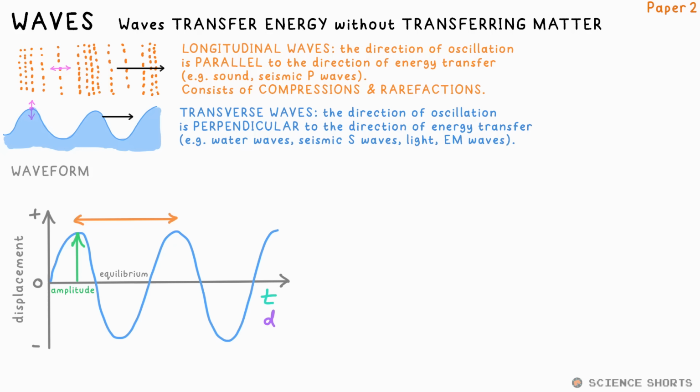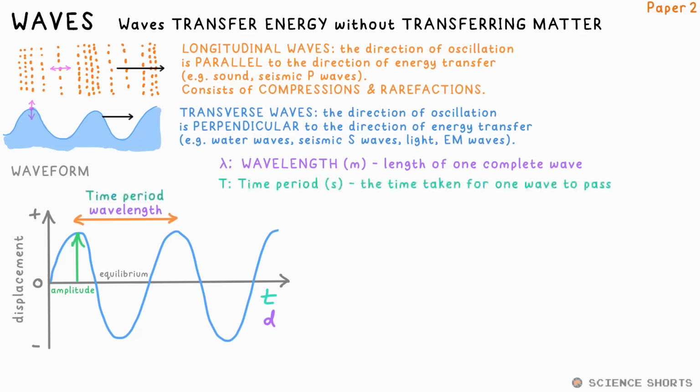If it's distance on the x-axis, one complete wave here gives you the wavelength. We give this the symbol lambda for short, but it's measured in meters. If it's time on the x-axis instead, one complete wave now gives you the time period. This is the time it takes for one complete wave to pass. Frequency, on the other hand, is how many waves pass a point every second, and the unit is hertz. Frequency is equal to 1 divided by time period, f equals 1 over T.